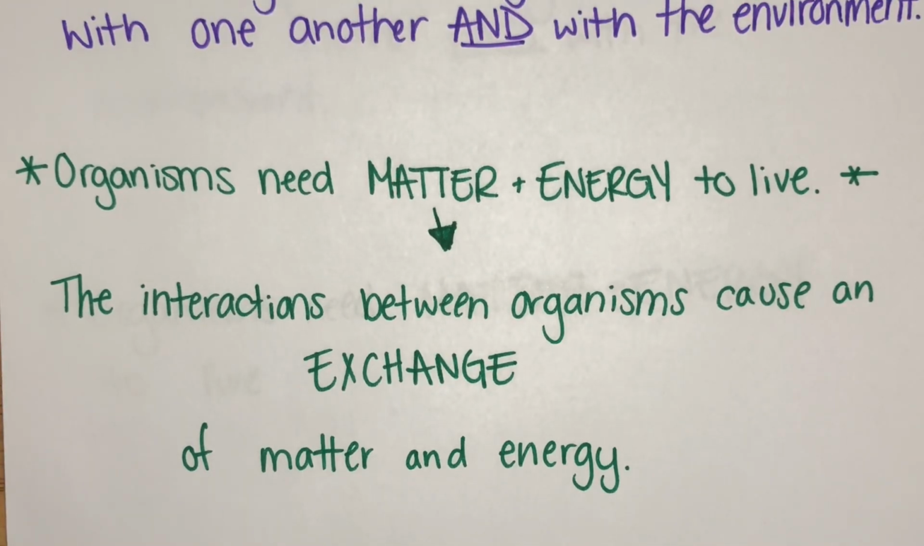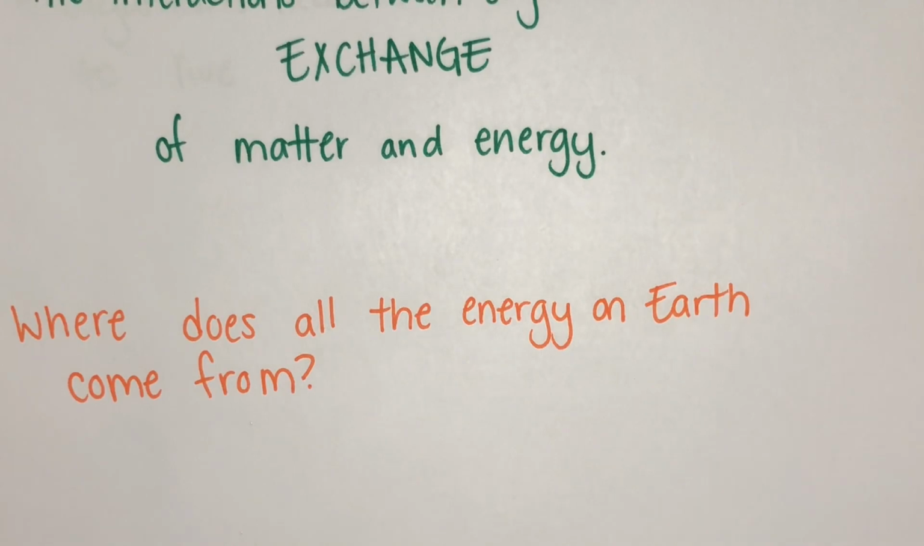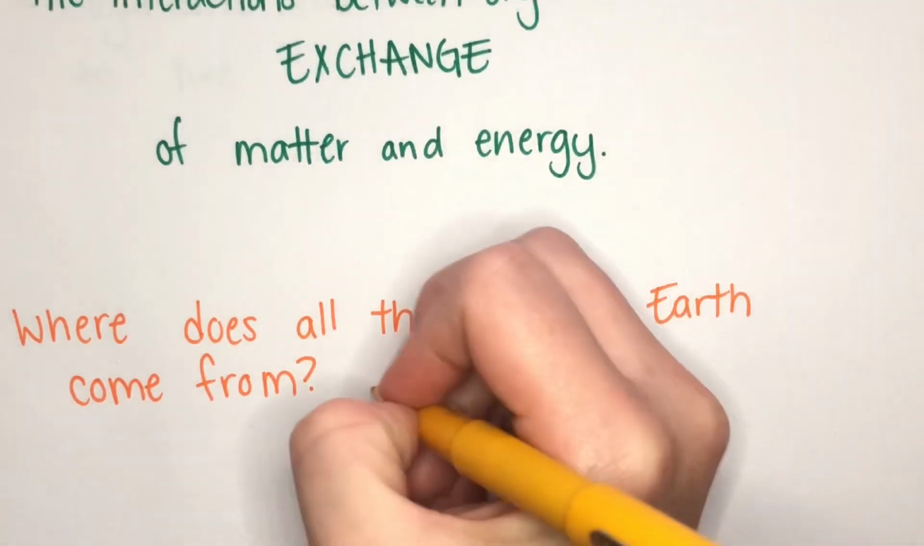In this unit, we will be discussing how organisms on Earth interact by studying producers, consumers, decomposers, and how they create food chains and food webs, symbiotic relationships like mutualism, commensalism, and parasitism, and how limiting factors affect populations. However, I want to start by discussing where all the energy on Earth comes from. So, all the energy on Earth comes from the sun.